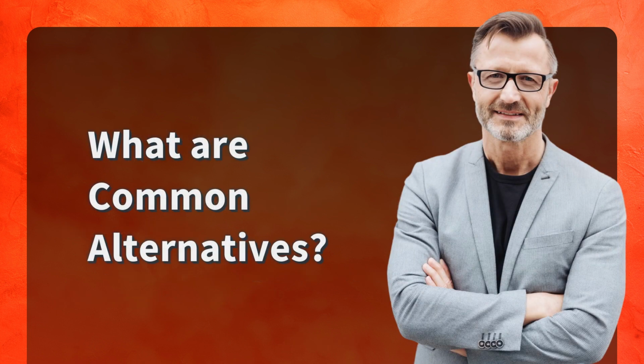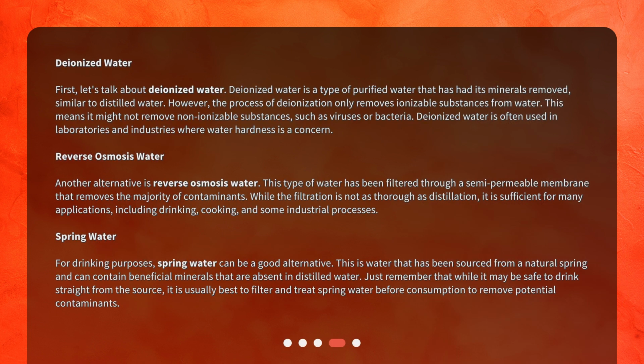What are common alternatives? Deionized water first. Let's talk about deionized water. Deionized water is a type of purified water that has had its minerals removed, similar to distilled water. However, the process of deionization only removes ionizable substances from water. This means it might not remove non-ionizable substances, such as viruses or bacteria. Deionized water is often used in laboratories and industries where water hardness is a concern.